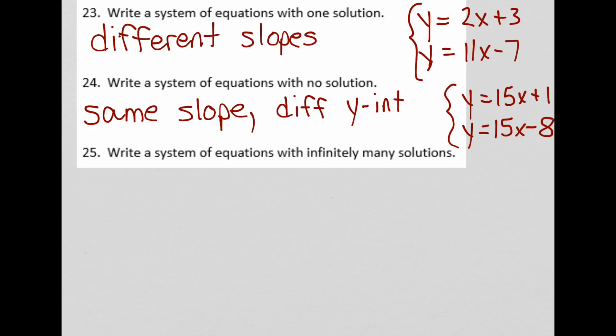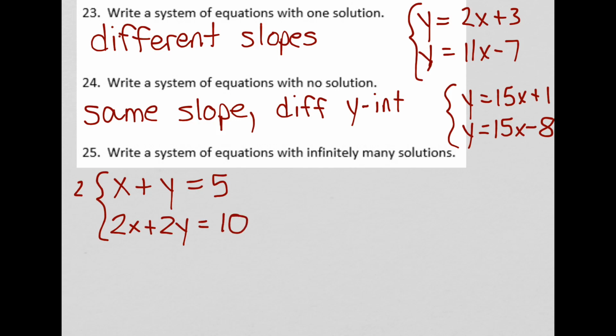Okay, a system of equations with infinitely many solutions. That's technically the same line. So what you could do is just make up an equation: x plus y equals 5. And then you could multiply it by something. Let's multiply this whole thing by 2. And then I would get 2x plus 2y, everything by 2, equals 10. And so since these are actually the same line, because one's just been multiplied by 2, they will have infinitely many solutions because they're the same line.